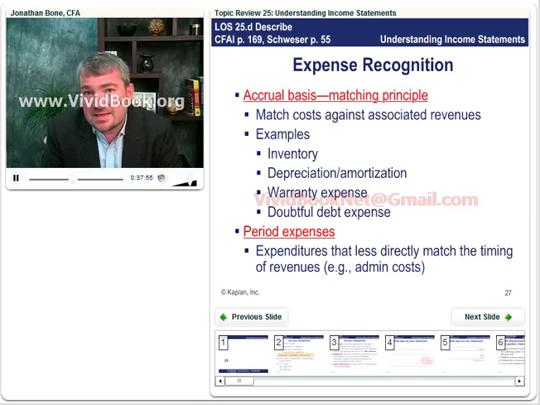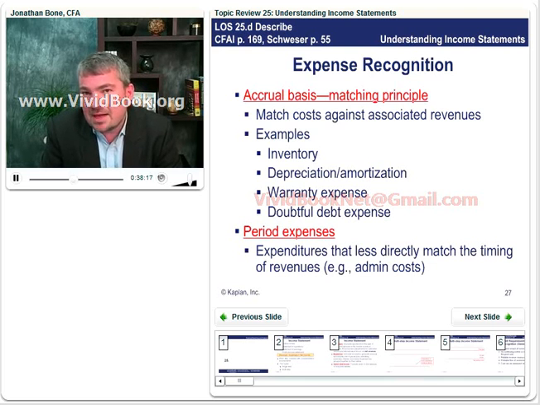Doubtful debt expense is another good one. We know in our accounts receivable some of the cash won't be collected from our customers, and as a result it's not an asset. Remember, an asset needs to lead to a future inflow of benefit, so we deduct the doubtful debt expense from accounts receivable in the balance sheet and show it as an expense in the income statement.